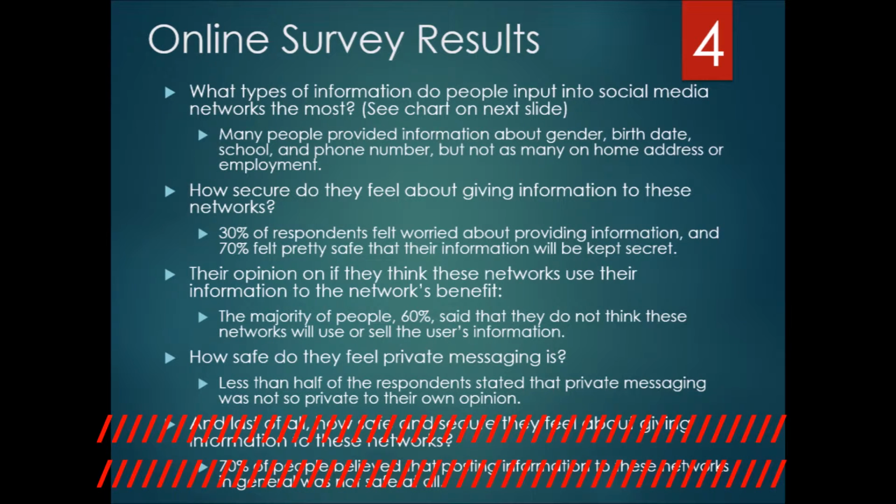Okay, these were the questions I asked in my online survey and the results I got from them. My first question asked, what types of information do people input into social media networks the most? Well, many people would input the more basic information such as gender, birth date, school, and their phone number. But specific information that the user might not want everyone on the internet to know, such as their home address or where they work, was left out more often.